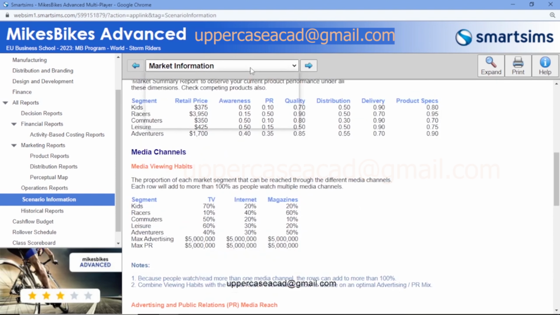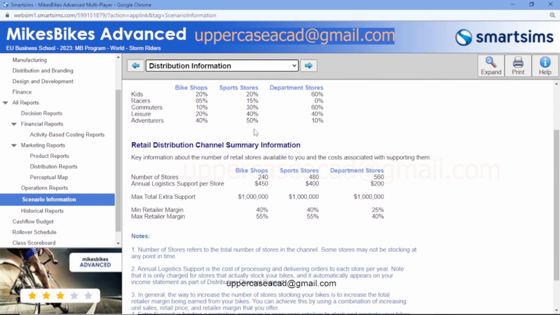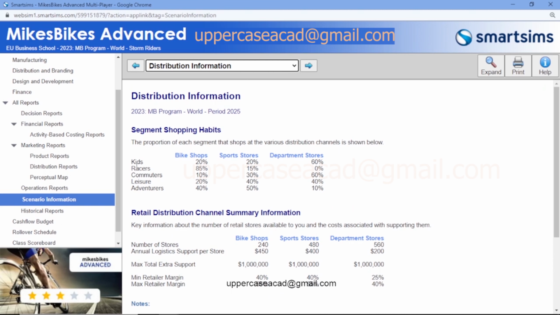Then the next part is the distribution information. This distribution information will show you the number of stores in each channel. Under the distribution information, we have the proportion of each segment that shops at the various distribution channels, as shown below. The kids have 20% in the bike shops, and the commuters will have 10%.